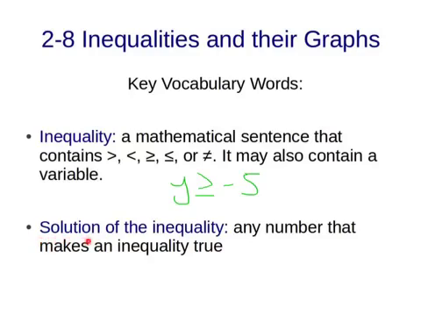The solution of the inequality is any number that makes an inequality true. So in our example of y greater than or equal to -5, -4 is a solution because -4 is greater than or equal to -5. Pause the movie now to write down these vocabulary words and examples.